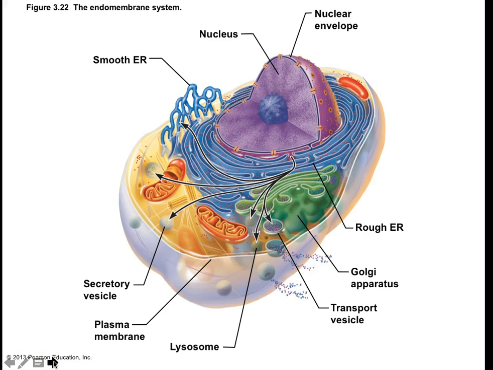And this is an example of the endomembrane system. They should not have mitochondria here. I would have taken them out of the diagram. But here you have smooth ER, nucleus, nuclear envelope, rough ER, Golgi, transport vesicles, lysosome, plasma membrane, secretory vesicles. Everything but the mitochondria is in the endomembrane system.